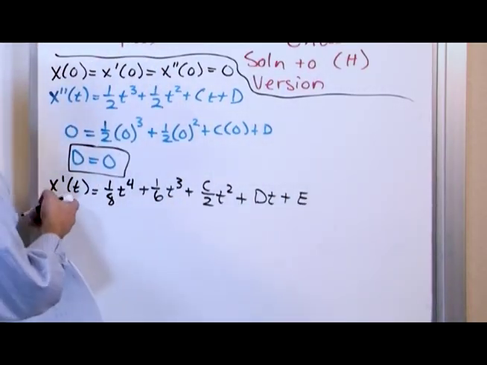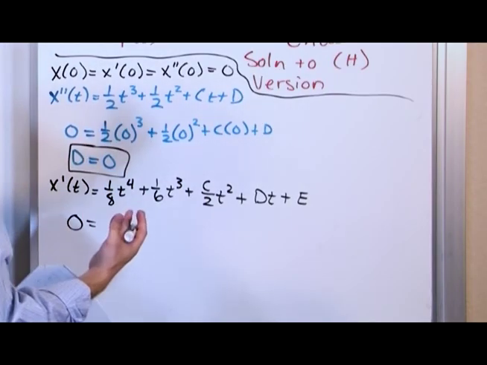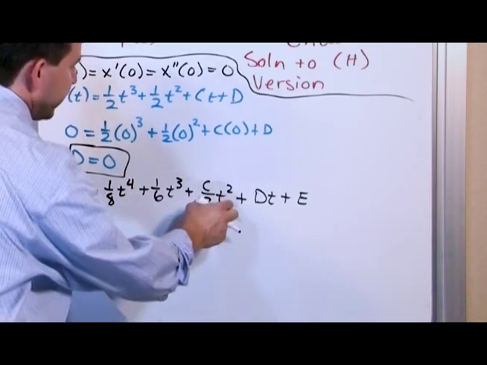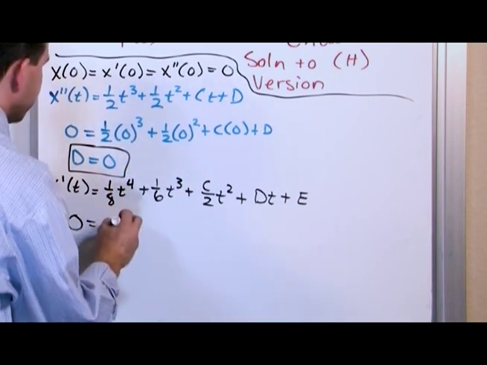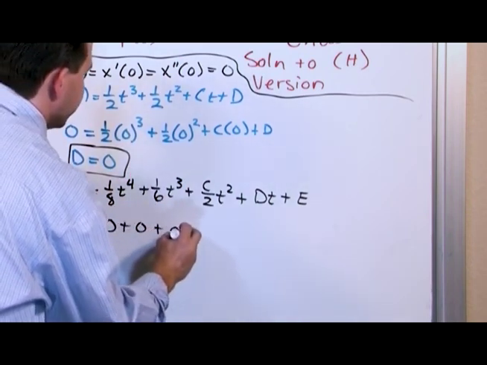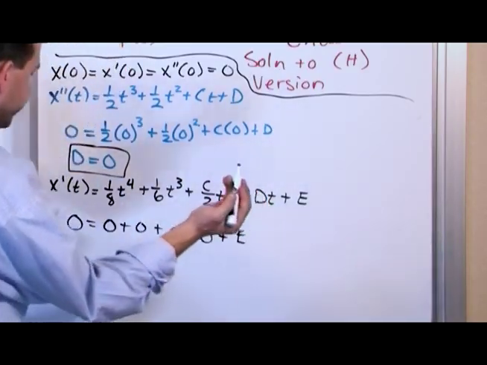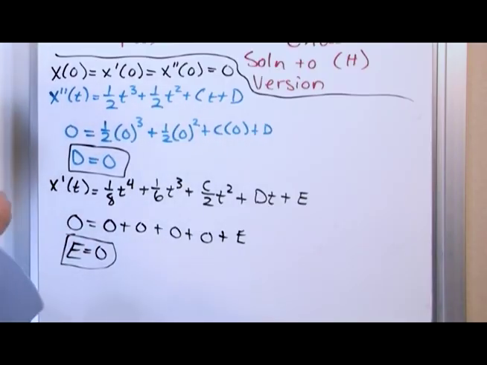Now we have to plug in. It's all equal to 0, so we'll have 0 is equal to, and just to make it easier on the eyes, this is going to be plugging in 0, this is plugging in 0, this is plugging in 0, and this is plugging in 0. So it's going to be 0 plus 0 plus 0 plus 0 plus e. So what does this mean? It means e is equal to 0. Okay, so we're getting there. So we have d is equal to 0 and e is equal to 0.